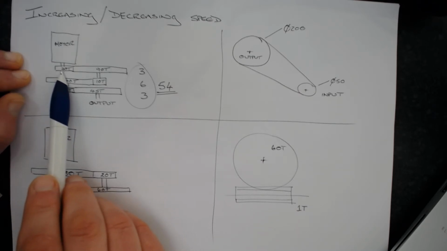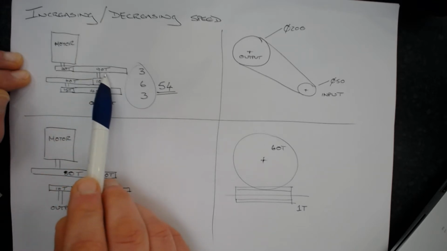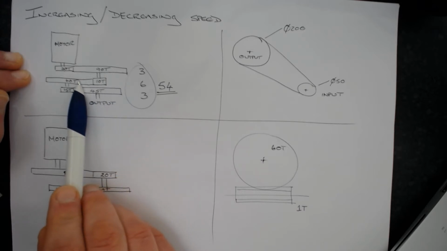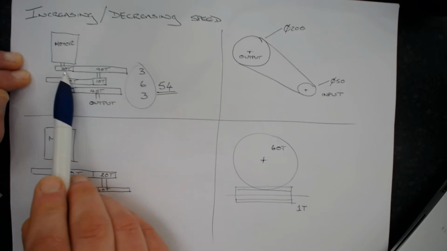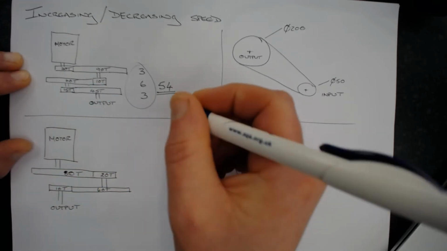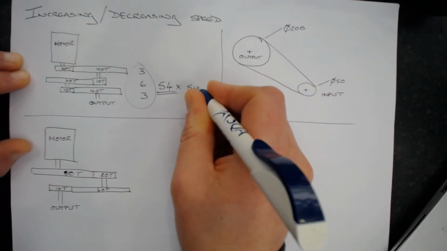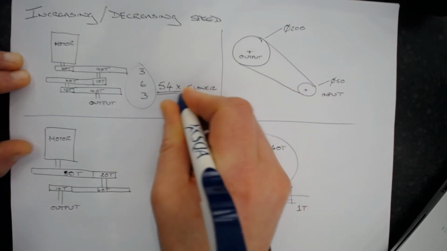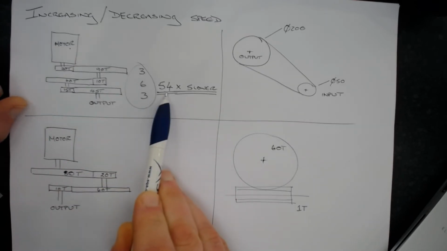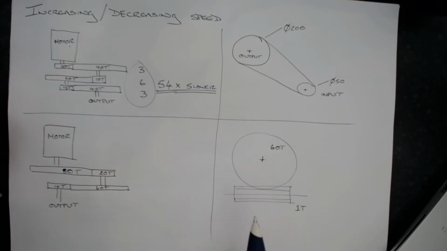Now, if we've got a small tooth gear driving a big tooth gear, the big tooth gear is going to have to travel slower. Again, small driving a big. So the fact that we've got small driving big means it's going to be 54 times slower. So what we could then do is, if we knew the speed of the motor, we could divide that by 54 to get the output speed.